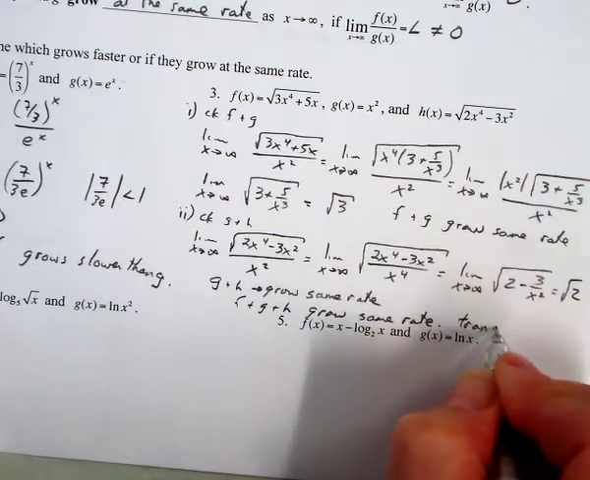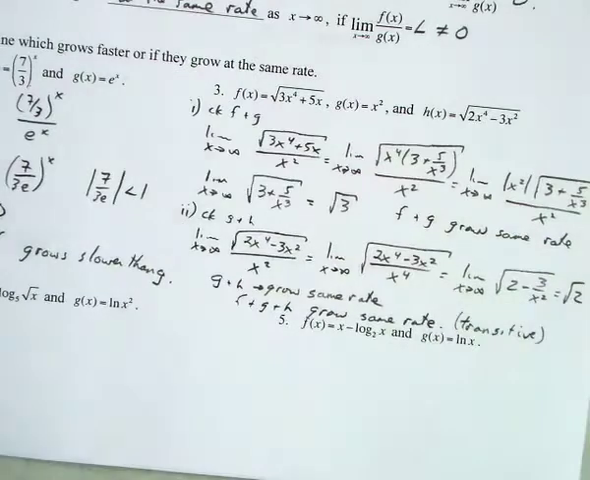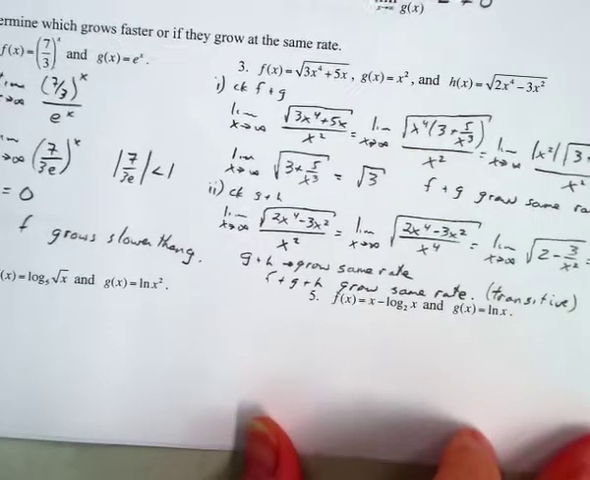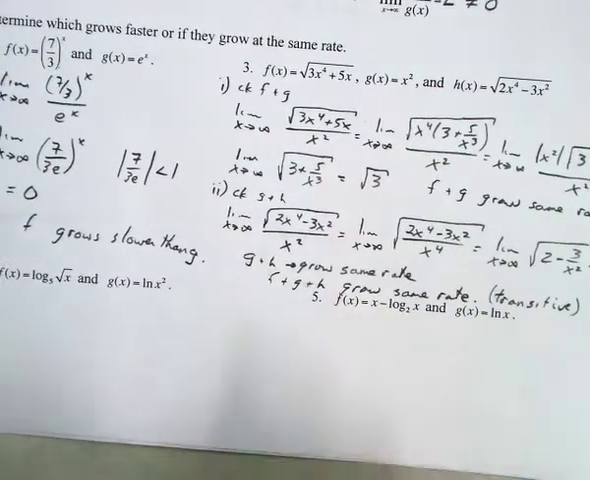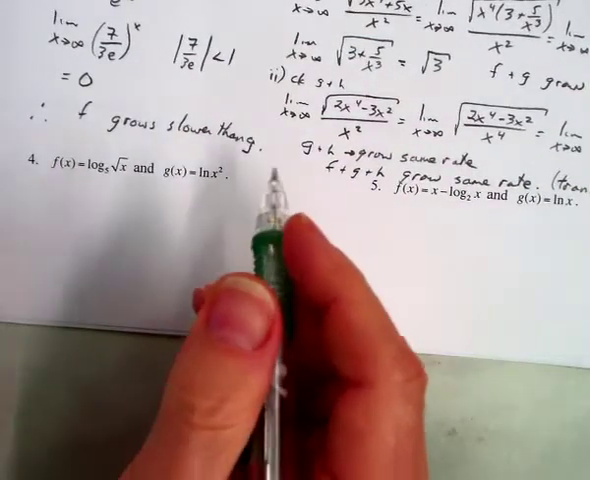Recall the transitive property says, if a equals b and b equals c, then a equals c. So if f grows at the same rate as g, and g grows at the same rate as h, f grows at the same rate as h as well. All right. Next one.